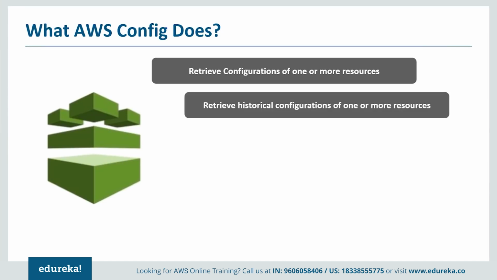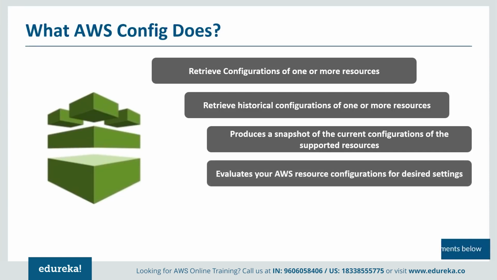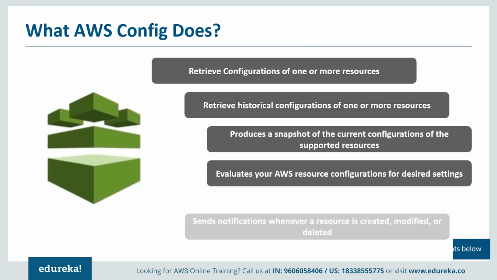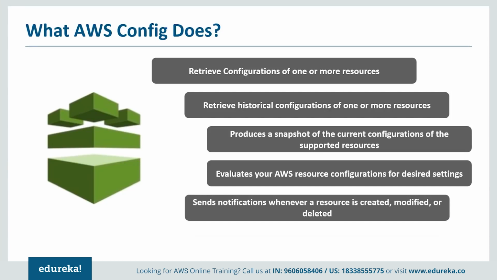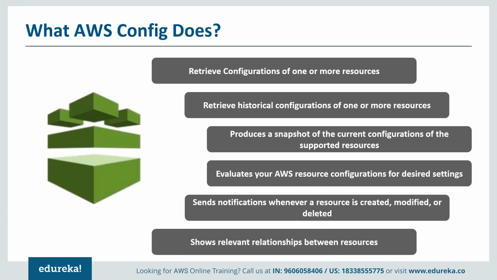Whether it's historical data, AWS Config lets you collect that as well. It produces a snapshot, which means it captures the information of all the configuration items as one combined unit. It lets you evaluate various resource configurations as well, because you'll know what is changing, what is not, and what needs to be updated. As I've mentioned, SNS lets you send notifications if any change has happened. It also shows you relevant relationships between your resources. This is important because you're talking about a complete architecture and you need to know how your resources are related to each other, and whether there's any change in these relationships.